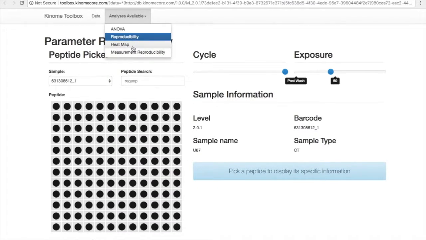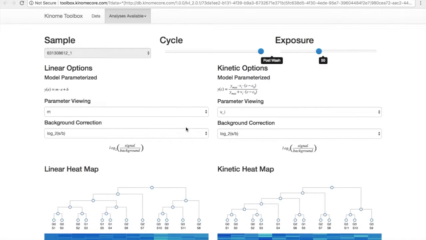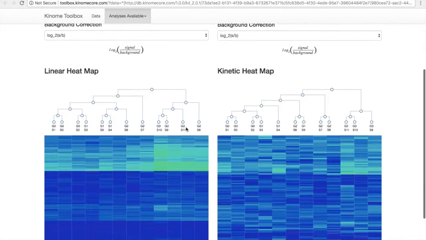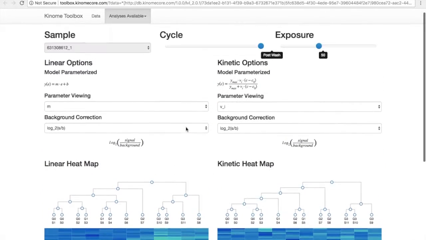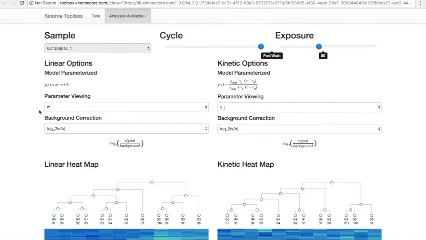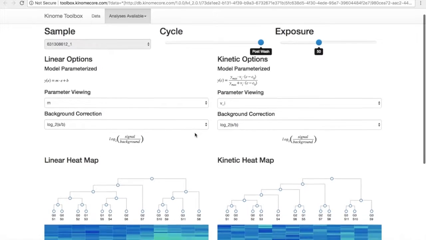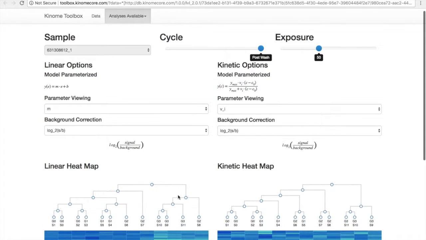The next option we have is heat map. Heat map takes the data and then groups things based on the entire peptide array values. So in this case, we take a look at the slope value, we do this particular background correction, and we take a look at all of the things for post-wash, all of the samples for post-wash with an exposure time of 50 milliseconds on this side and post-wash on this side.